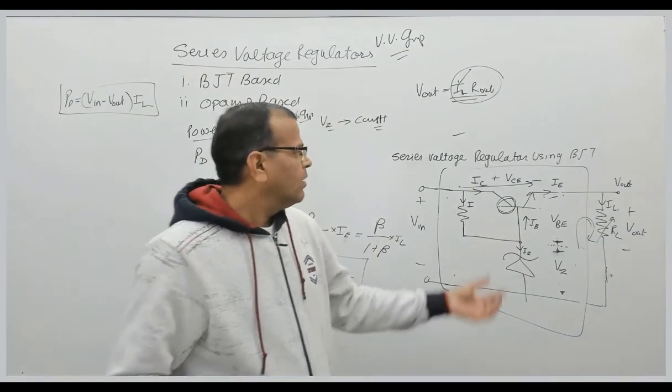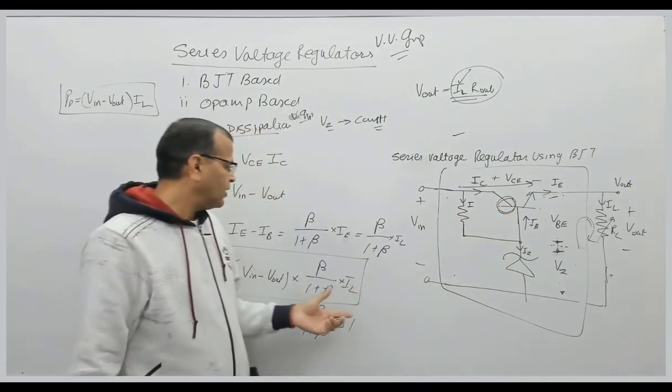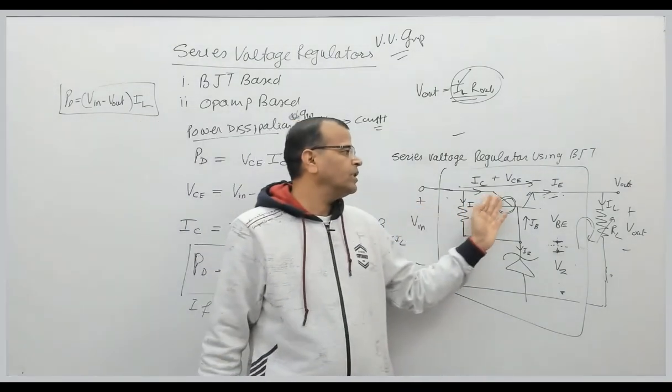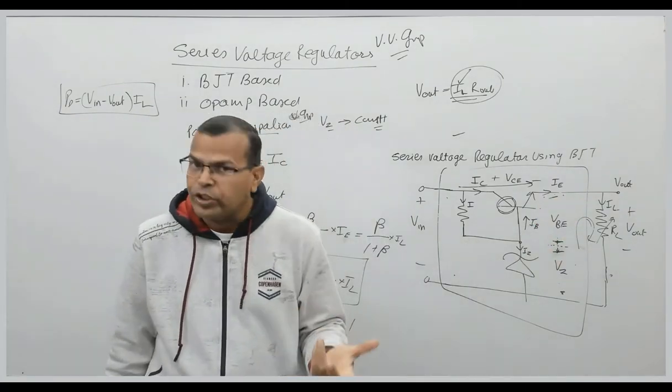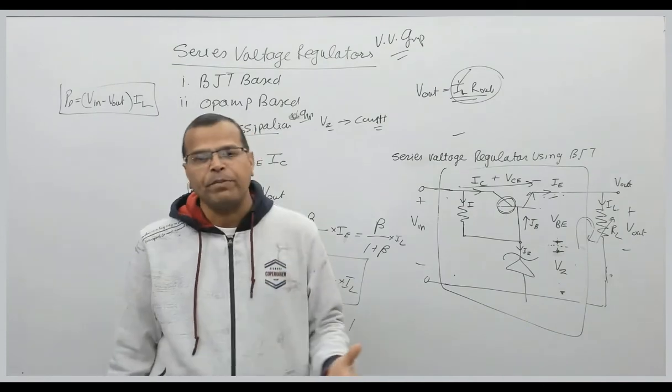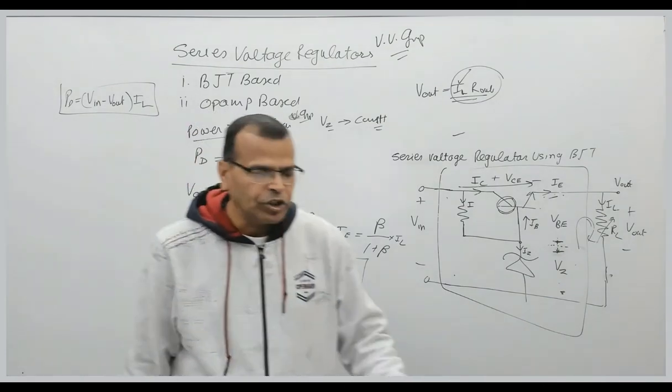And then we have a BJT. The collector current is a function of temperature. So if temperature changes, collector current changes, output voltage will change. So your voltage regulation is poor. That is affected by temperature. If temperature changes, your voltage regulation will change.